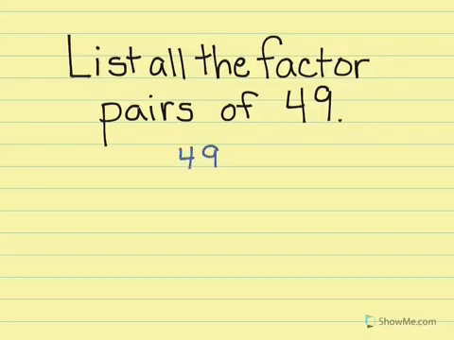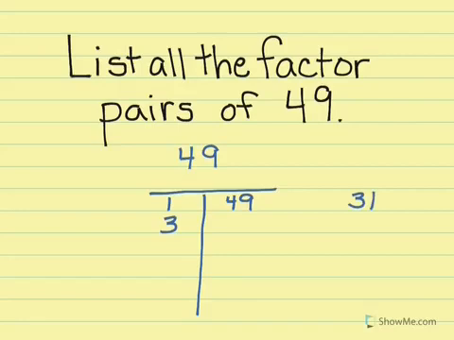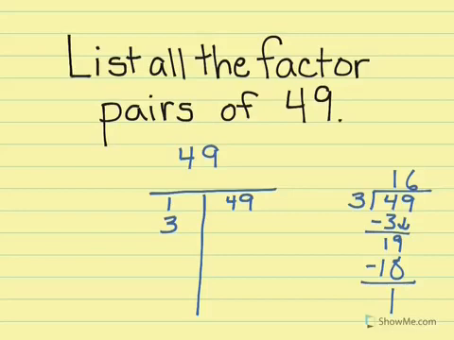To do that, I'm going to make a table. I'm going to begin with 1 times 49. Then I'm going to go to 2. But this number is odd, so I know 2 does not go into 49 evenly. Next, I'm going to try 3. If I'm not sure, I can always do a little helper problem off to the side. 3 does not go in evenly, so I can't write it down.